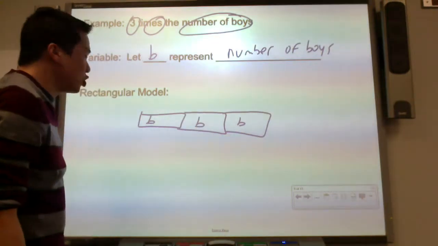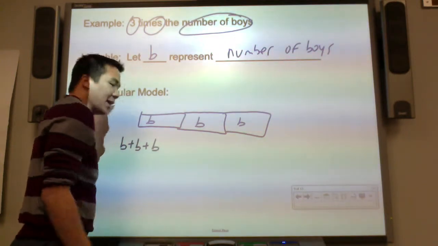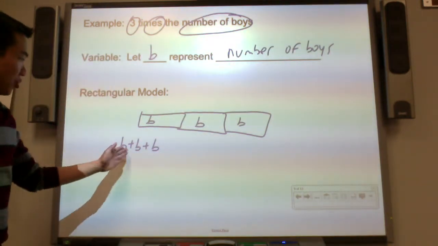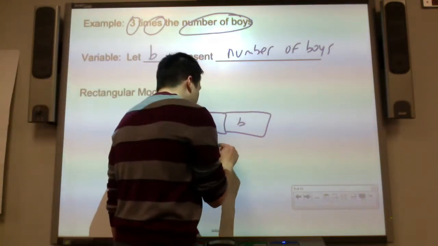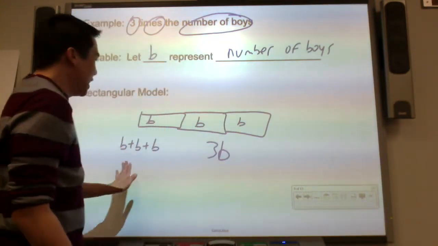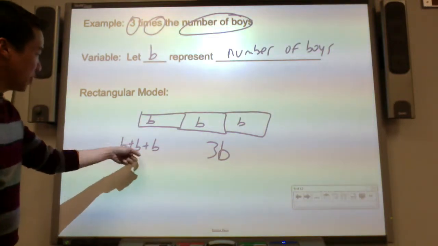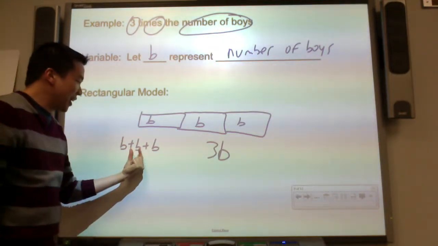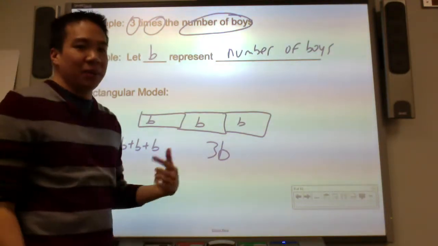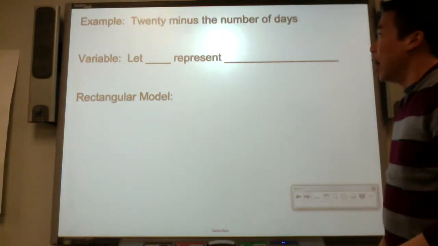So you could say the answer is B plus B plus B. That is totally acceptable. That's 3 times. Or you can say, how many B's do you see here? 3 groups of B, 3B. Either one is acceptable. They both mean the exact same thing. B plus B plus B is also 3B. What I did is I simplified this expression, and that's going to be in a subsequent lesson. We're going to learn how to simplify expressions.